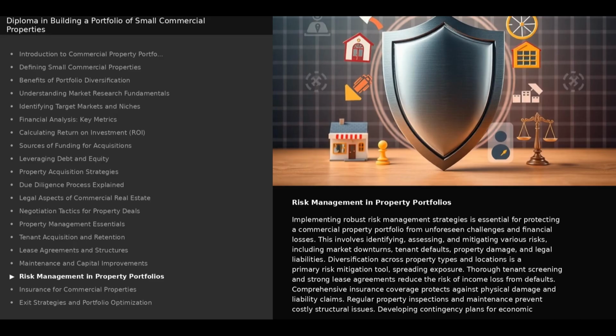Thorough tenant screening and strong lease agreements reduce the risk of income loss from defaults. Comprehensive insurance coverage protects against physical damage and liability claims. Regular property inspections and maintenance prevent costly structural issues. Developing contingency plans for economic fluctuations and market changes further strengthens portfolio resilience. Proactive risk management safeguards capital and ensures long-term stability. It is an ongoing process of vigilance and adaptation. This strategic approach minimizes potential negative impacts.